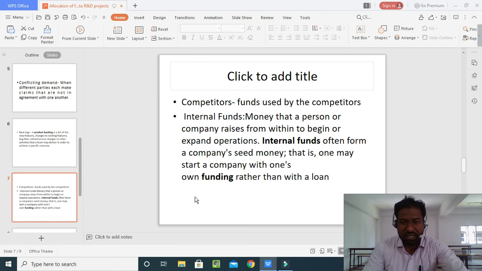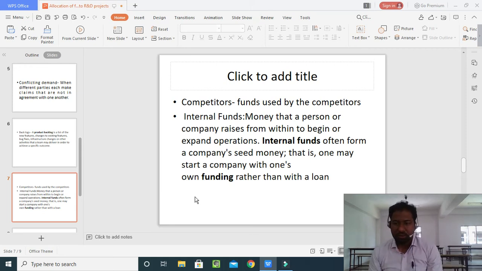One is internal funds, another is external funds. Now what do you mean by internal funds? Internal funds are the money that a person or a company raises from within to begin or expand operations. Internal funds often form a company's seed money.